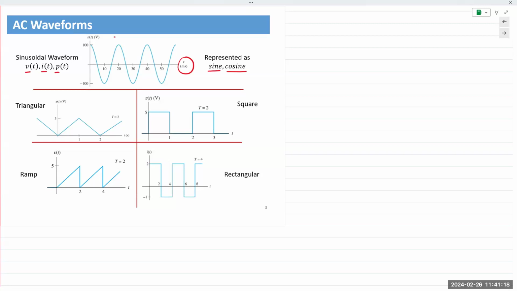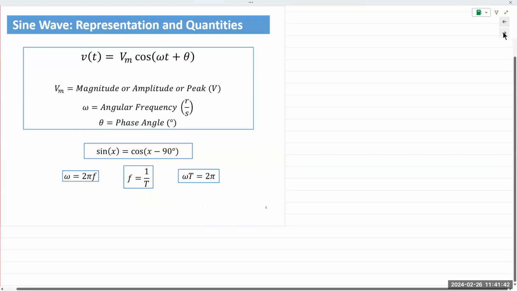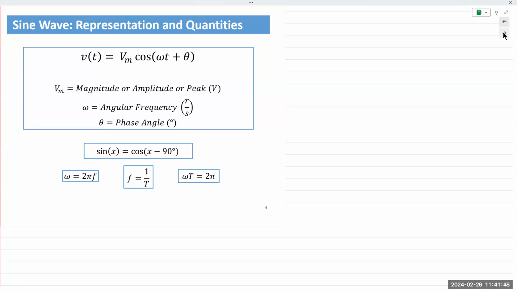And then here we have some of the other more common ones: triangular, ramp, square, rectangular. Square and rectangular are something that we use in digital circuits, where it's on for a certain period of time, then it goes off, then on and off, and so on and so forth. That's kind of like a digital representation of an AC signal. Sine waves are the only ones that we will look at in this chapter.